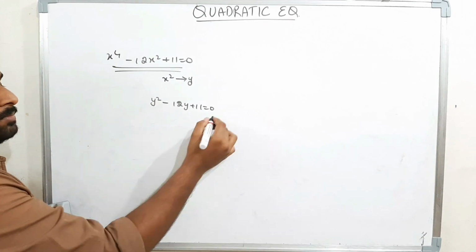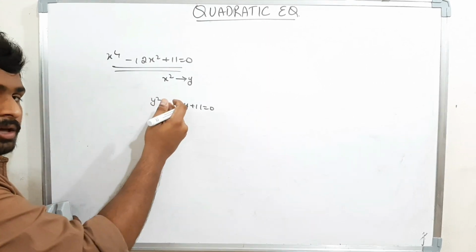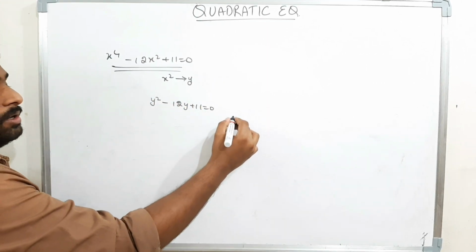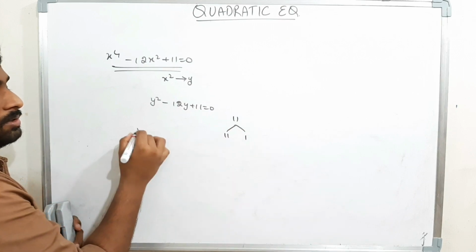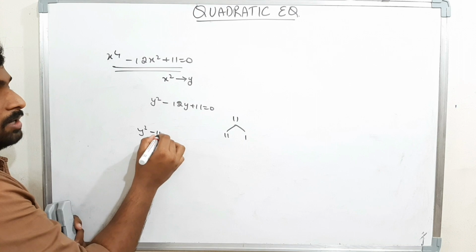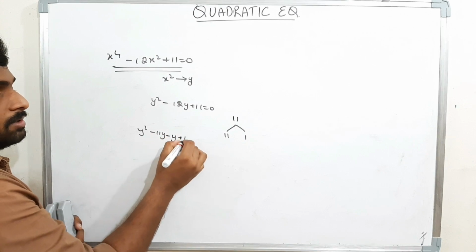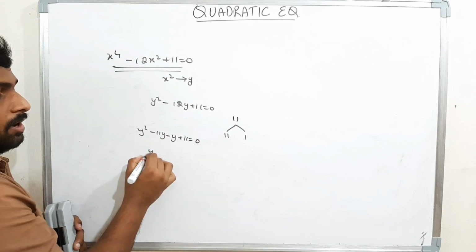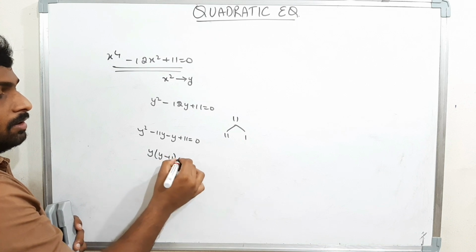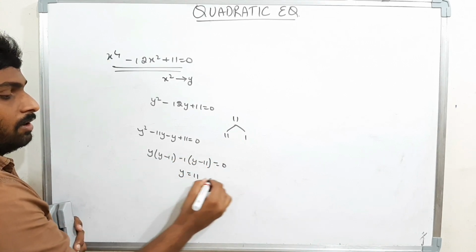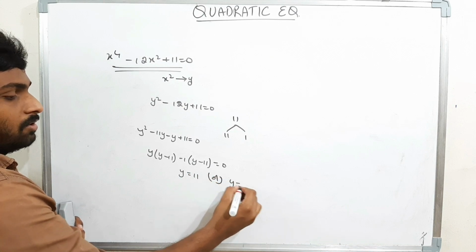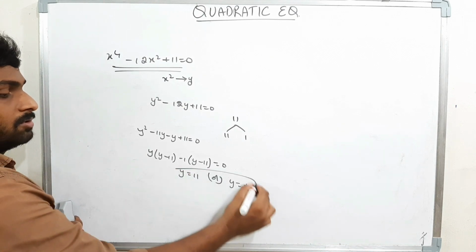Therefore, what are the roots? Find them normally, as usual as a quadratic equation. What roots will you get? 11 means nothing but 11 into 1, so y square minus 11y minus y plus 11 equal to 0. Taking y common: y into y minus 11, minus 1 into y minus 11 equal to 0. Therefore y is equal to 11 or y is equal to plus 1. Therefore these are the roots.